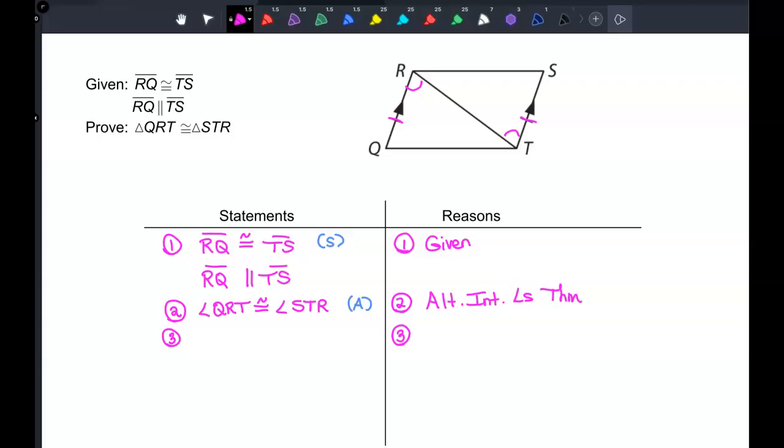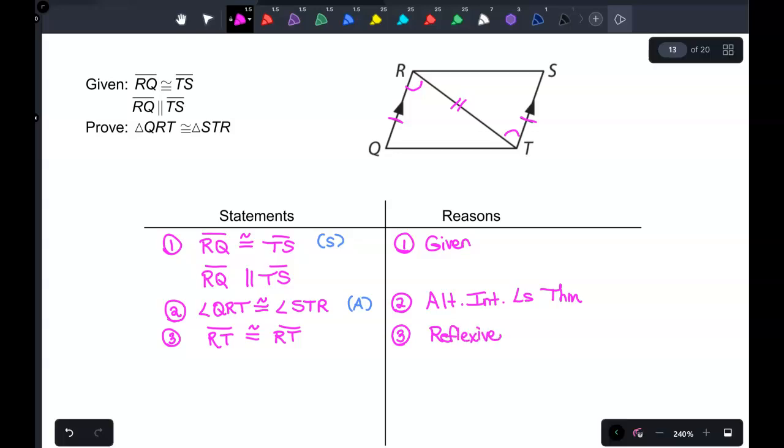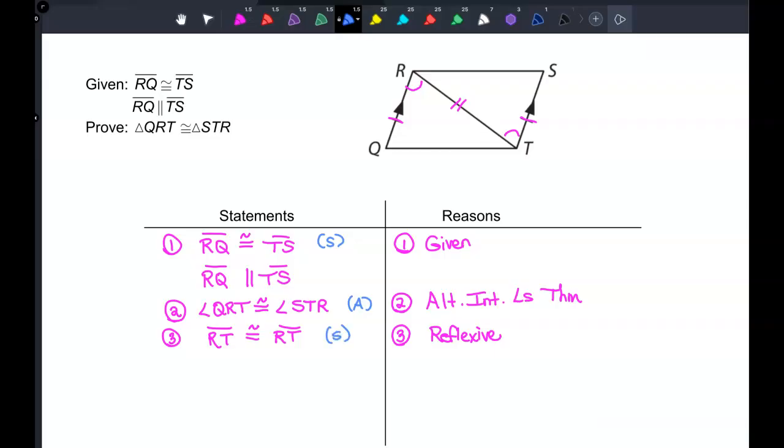Okay, what's our third side? It's RT and TR. RT and TR. We can actually even say just RT is congruent to itself. That is reflexive property. You could also do TR, that's fine. But we have to say it.